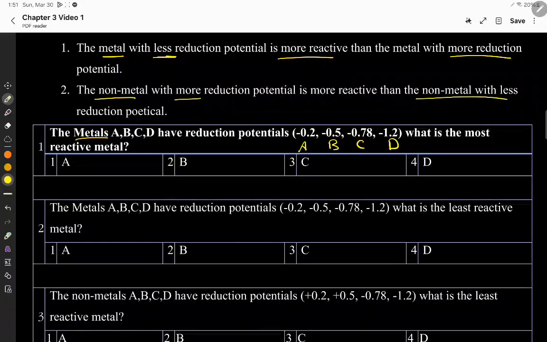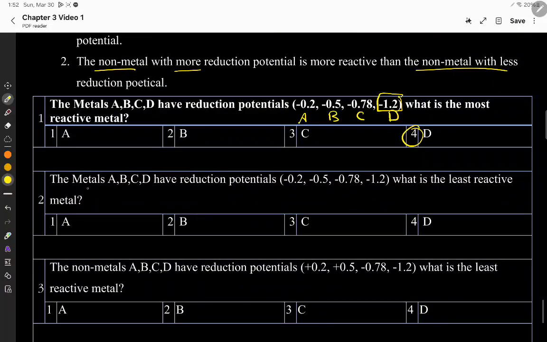What is the most reactive? Now it is asking about the most reactive element. We said for metals, the less reduction potential, the more reactive. So which one has less reduction potential? It is this one, number D. So what is the most reactive element here? It will be element number D.